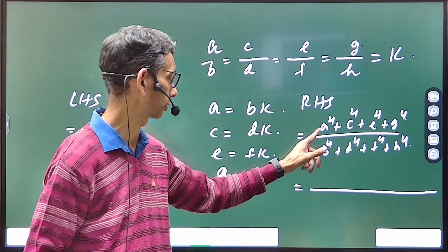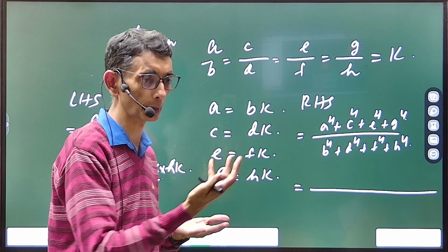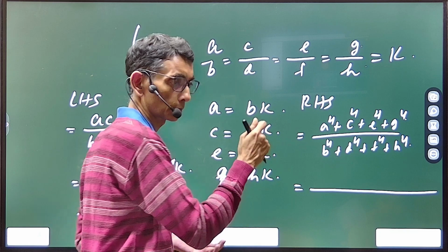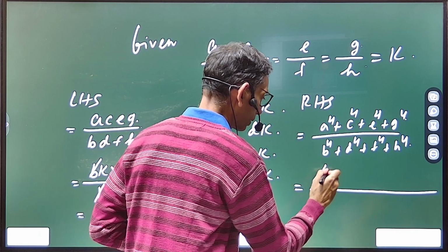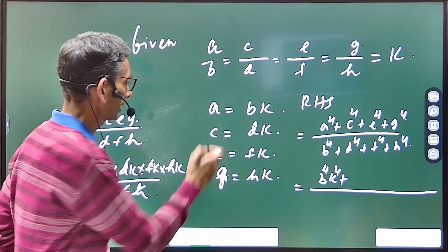Numerator, you know the value. A means what? BK. So what is A raised to the power 4? What will it be? A to the power 4. BK what will it be? B to the power 4, K to the power 4. So it will be B raised to the power 4, K raised to the power 4. Is that okay?